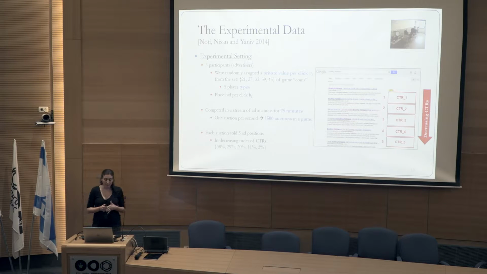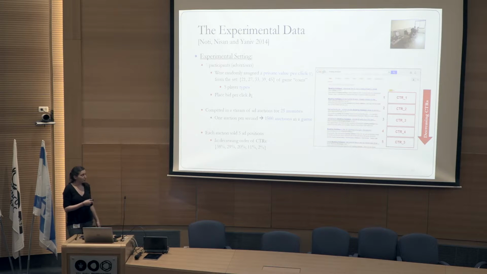And in each experiment session, we had 5 participants who were the advertisers, and in the beginning of every session, each one of the players was randomly assigned a value per click from this set of game coins. So we had 5 types of players in terms of their value per click. And this value was private information for every bidder. Only he knew his own value. And they competed in a stream of ad auctions for 25 minutes. We ran 1 auction per second. So overall, there were 1,500 auctions in a game. And each auction sold 5 ad positions in decreasing order of click-through rates with these values. So the value per click was constant through the whole game, and the click-through rates were also constant.